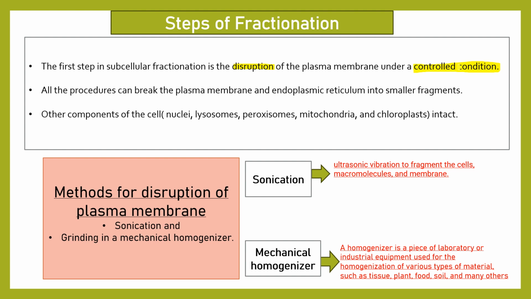After that, all the procedures can break the plasma membrane and endoplasmic reticulum into smaller fragments. After the endoplasmic reticulum breaks into smaller fragments, we can isolate the other components of the cell, that is the nuclei, lysosome, peroxisome, mitochondria, and chloroplasts, which remain intact.